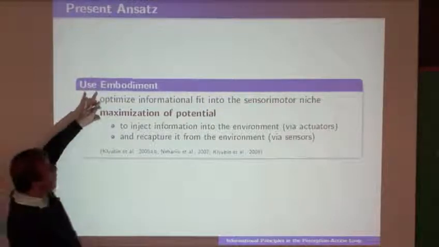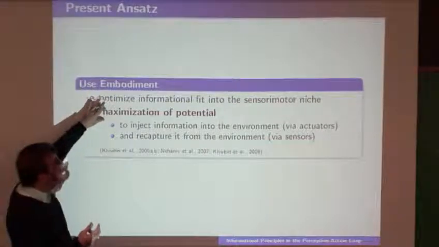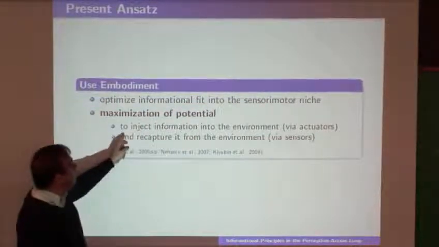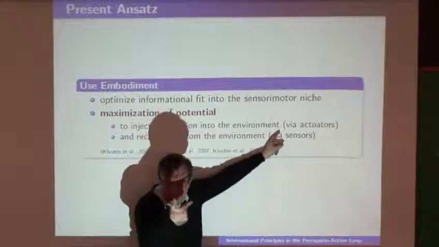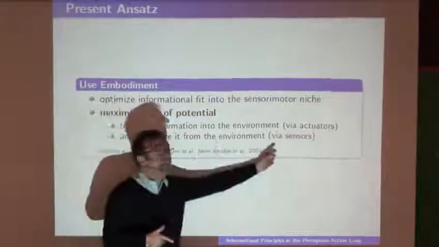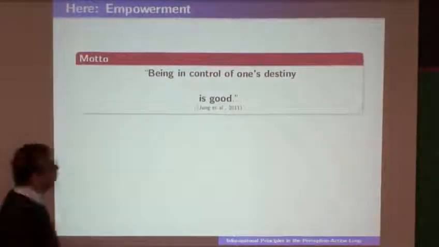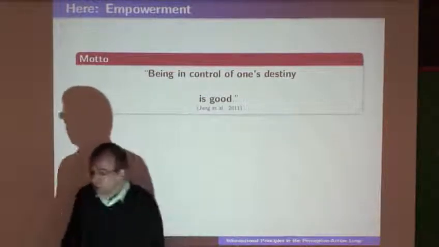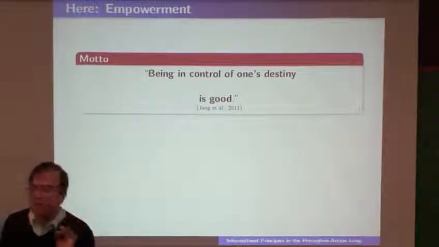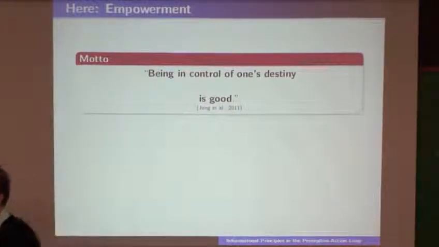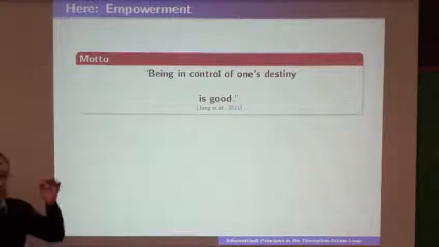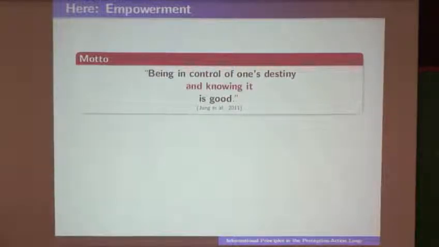And the argument is that an organism will maximize the potential to inject information into the environment via the actuators, and to recapture it again later by its sensors. This is the ansatz we are going to use. Or, said in a much nicer way by Tobias Jung, being in control of your destiny is good. It doesn't mean you do anything with it, but being in control is good. And it's important to know it.